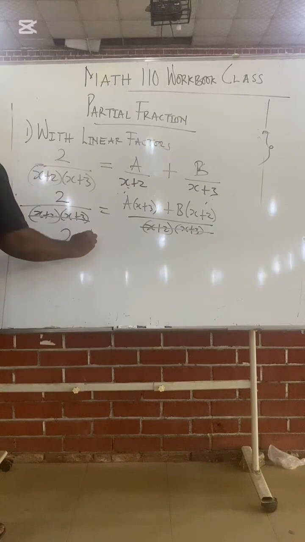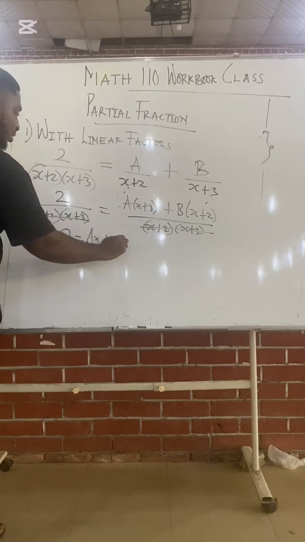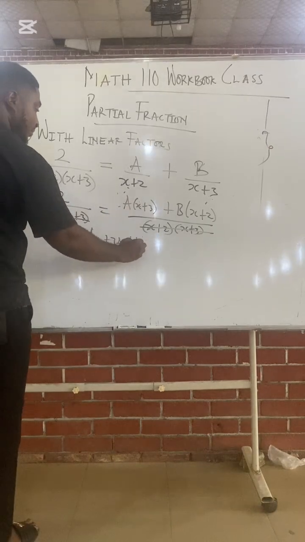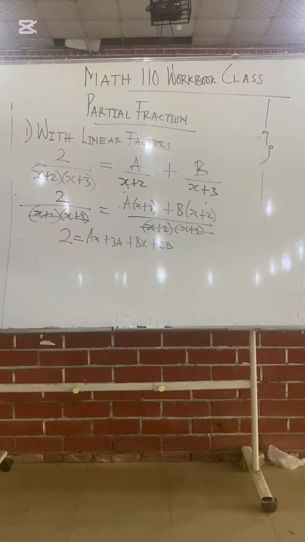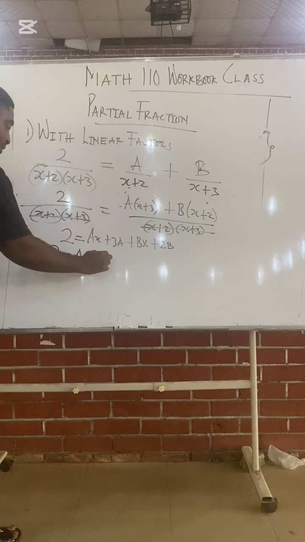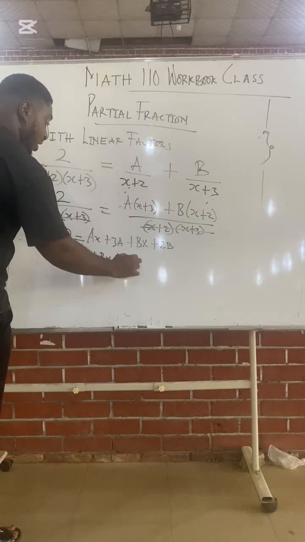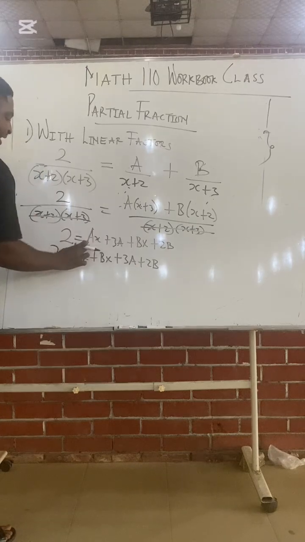2 equals A(x+3) + B(x+2). Expand the bracket. A times x, A times 3. B times x, B times 2. So 2 equals ax plus 3a plus bx plus 2b. 2 now equals ax plus bx plus 3a plus 2b. What did I just do? I rearranged it into ax and bx, then 3a and 2b.